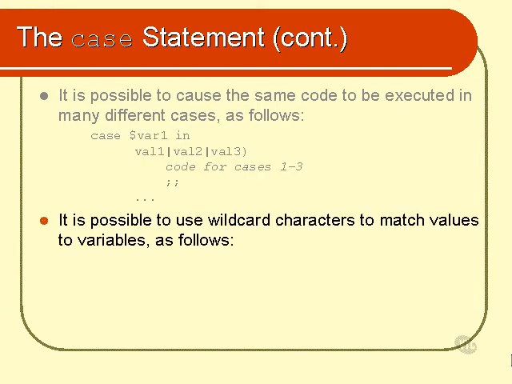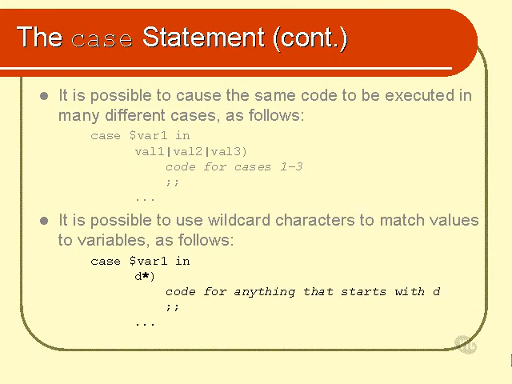Also, it's possible to use wildcard characters to match values to variables. As follows, we can say here D star, which means, of course, anything that starts with a D, just as it does with file names. So we can use the asterisk character, we can use the question mark character, we can even use the square brackets characters, just as we use with file name wildcards.